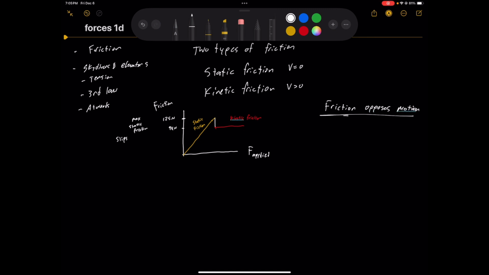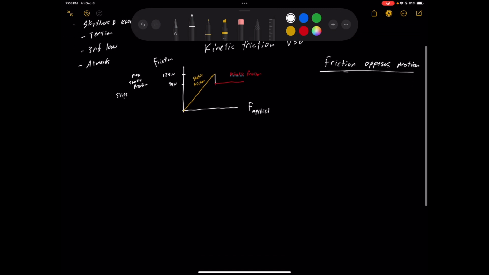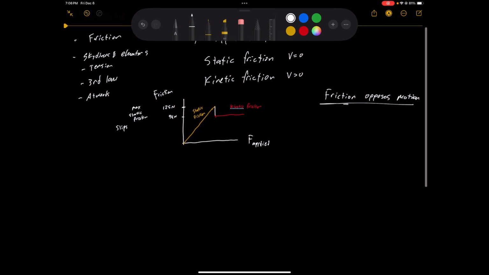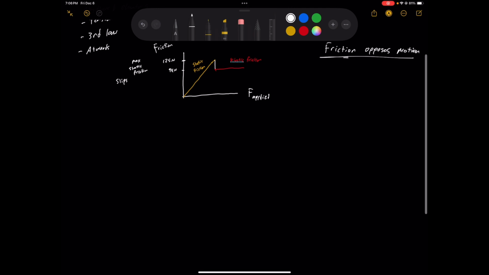So that's pretty much all you really need. The fact that kinetic friction is some constant value and the static friction varies up to some maximum value, and then at that point it slips and it becomes kinetic friction. All right, so now let's go over skydivers and elevators. There are some of these in the review, but I really just want to make sure we got it.